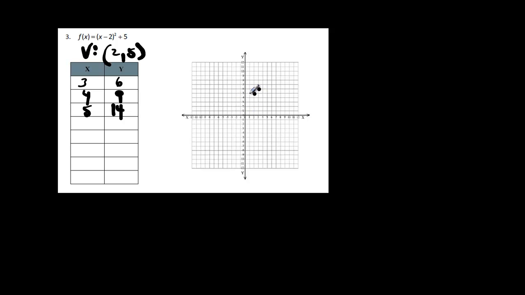So 1 unit to the left, I'm going to have an output of 6. 2 units to the right, I'm going to have an output of 9. 2 units to the left, output of 9. 3 units to the right, output of 14, so way up here. 3 units up to 14. So then you have this graph looking like that.